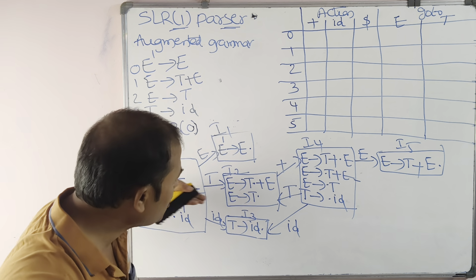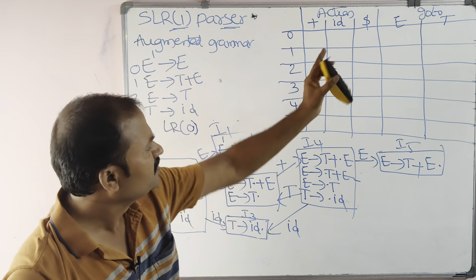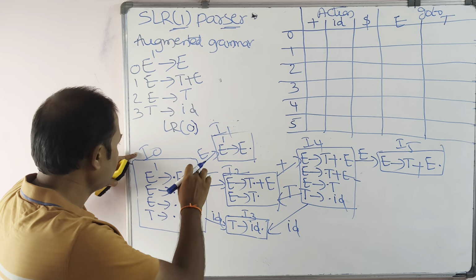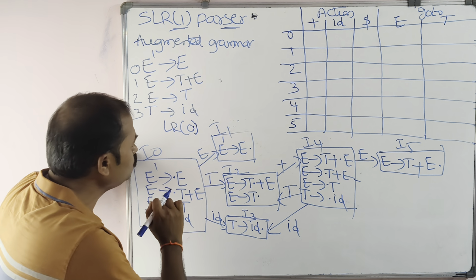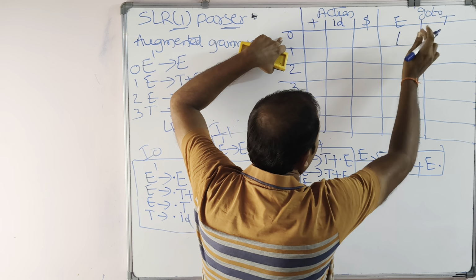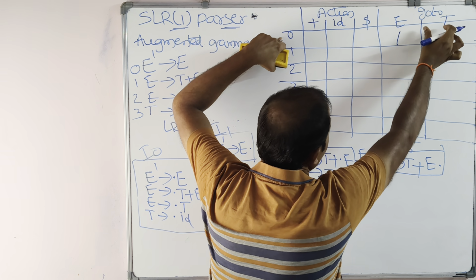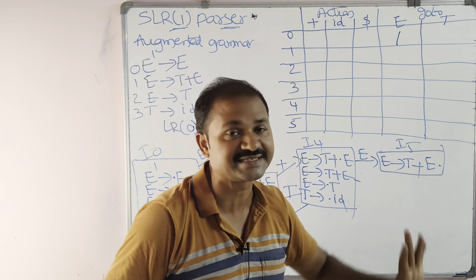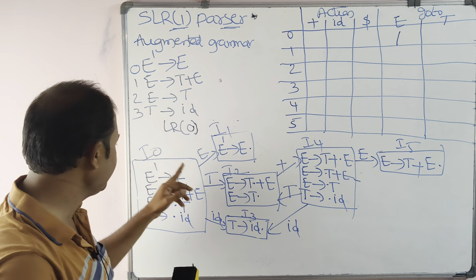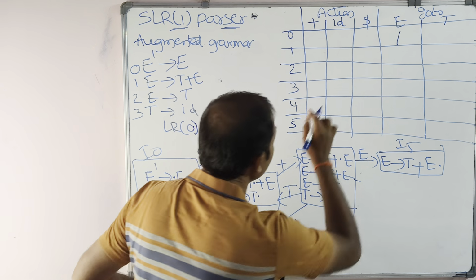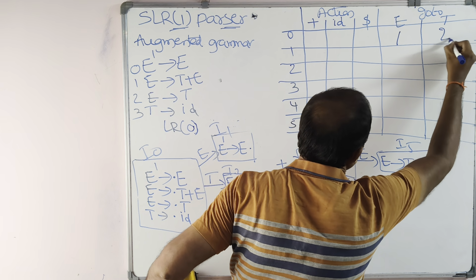Next, based on these LR(0) items, we have to construct the SLR(1) parsing table. I0 on E goes to I1, so 0 on E goes to 1. Here non-terminals mean these cells contain state numbers. Next, I0 on T goes to I2, so 0 on T goes to the second state.